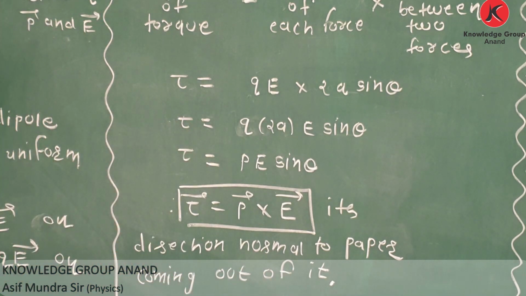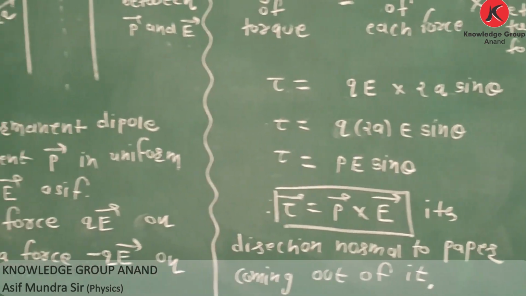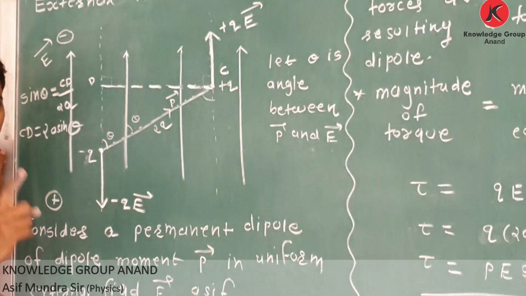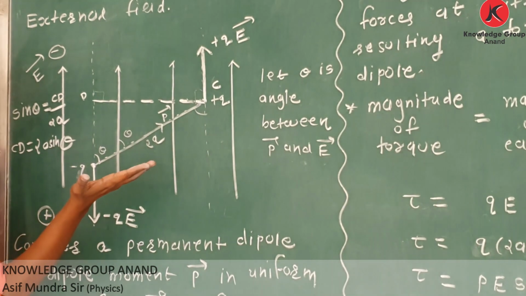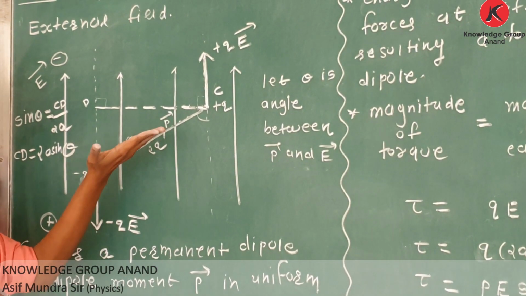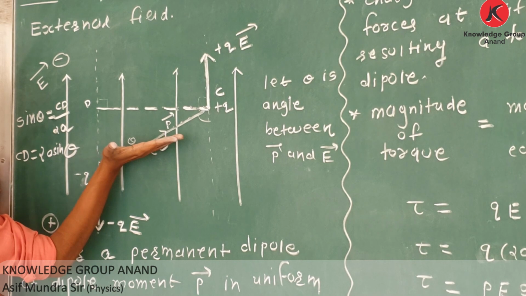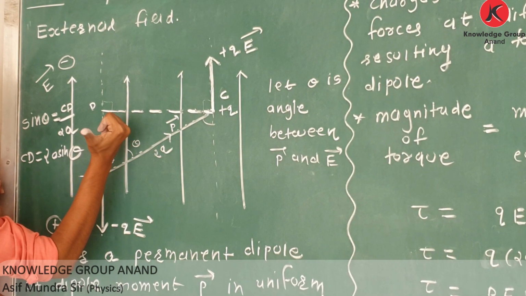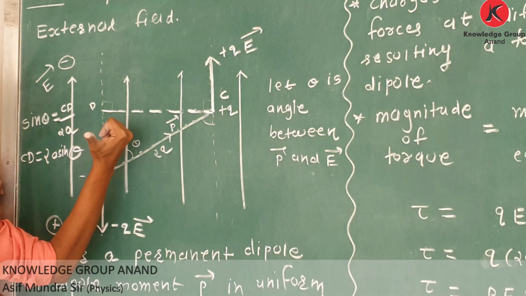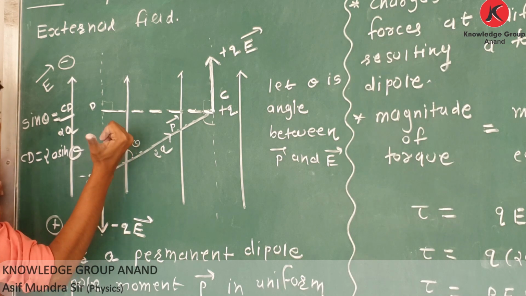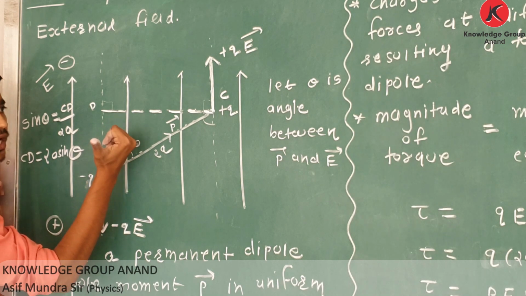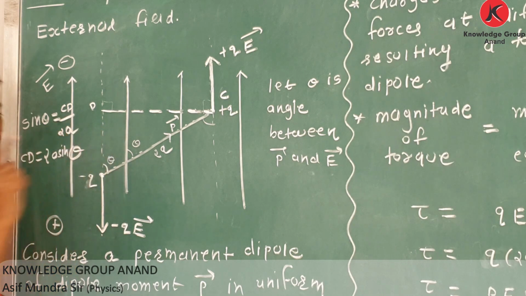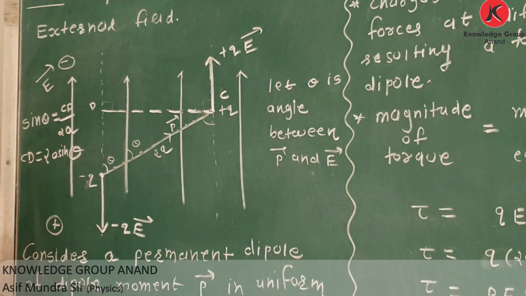See how to find the direction of torque. Two vectors, P cross E. Put your right hand in the direction of P. Wrap your fingers in the direction of E. Then the stretched thumb gives the direction of torque. It is perpendicular, normal to this board. For you it is paper, normal to this paper coming outside. So this is how to find the direction of torque.